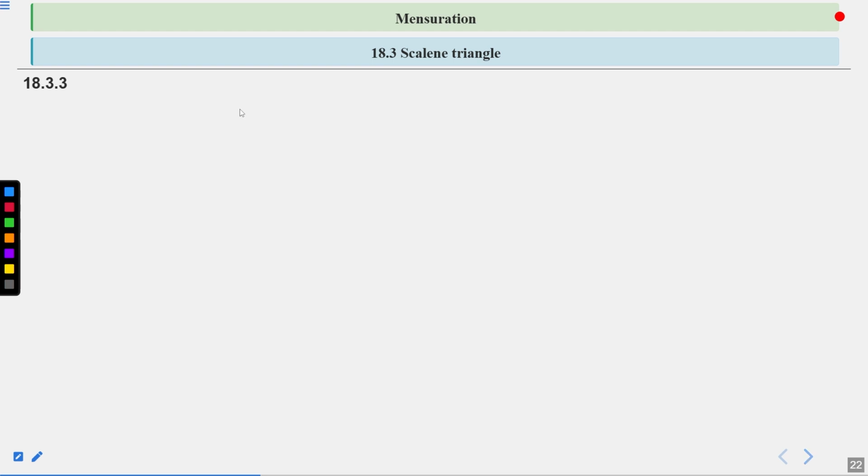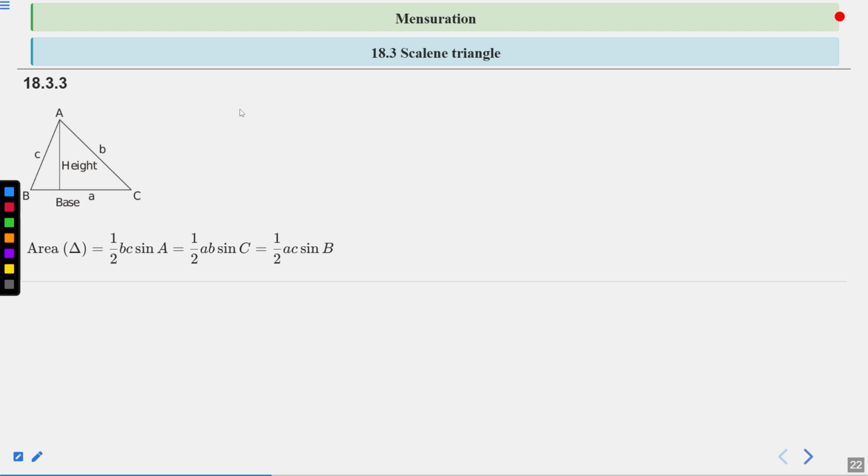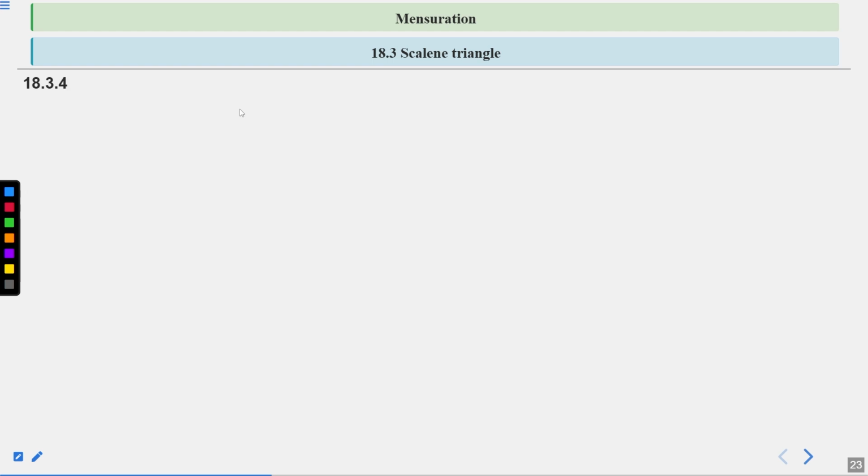Next one, 18.3.3. So this is the diagram. If we have the angle in a scalene triangle, then the area will become 1 by 2 into BC sine A, or 1 by 2 AB sine C, or 1 by 2 AC sine B. Then we can also get the area of the scalene triangle.